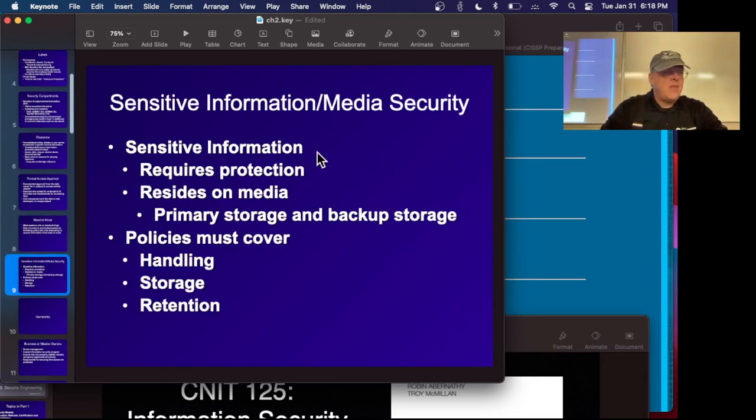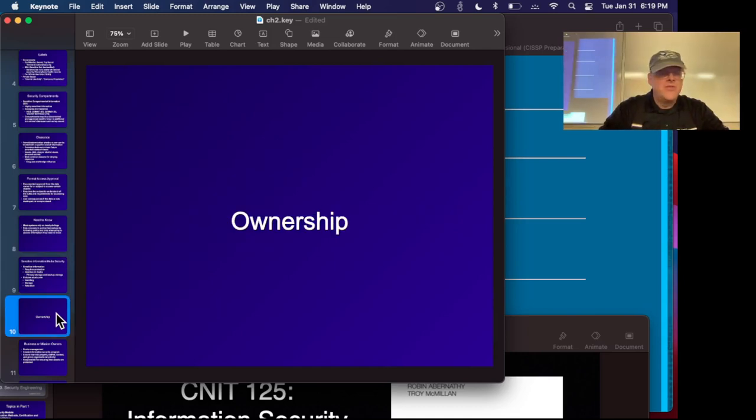Then you have sensitive information that should be protected. This means you have to protect it in use, on computers, in backup storage and printouts, and all that. You have to figure out how you're going to handle it, how you're going to store it, how long you're going to keep it, and then how you're going to destroy it. And all those are going to be different for the different levels of security.